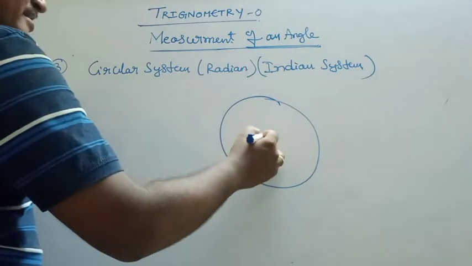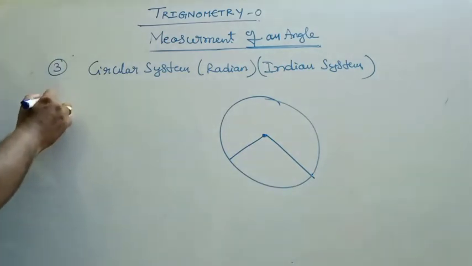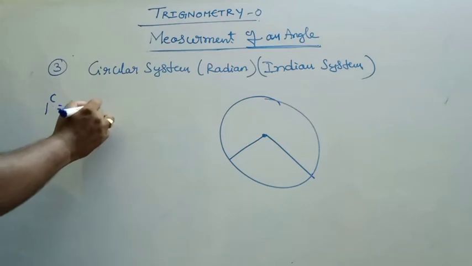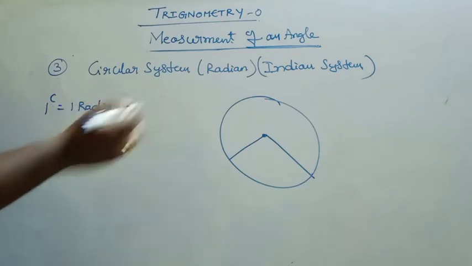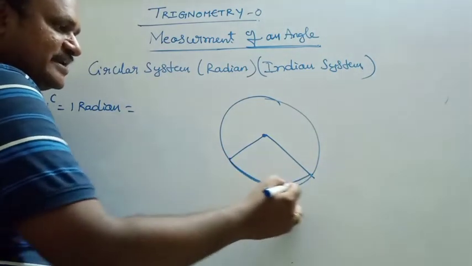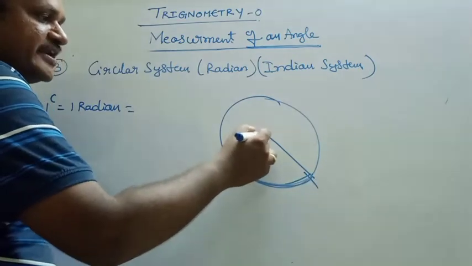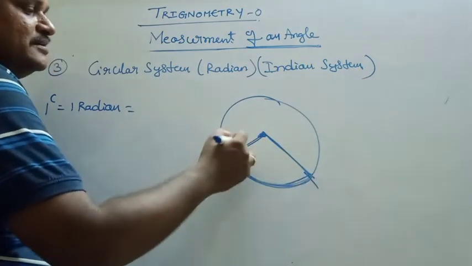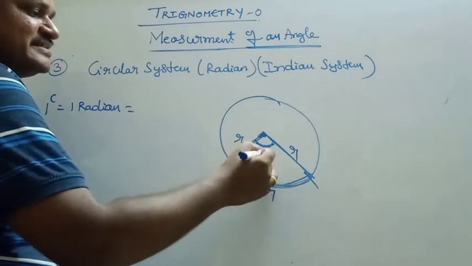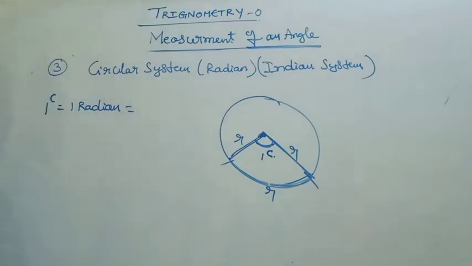How a radian is defined: you take a circle. See here, 1 radian, this is the symbol used for radian. How are they defining it? You see the definition: it is the angle made by an arc whose length is equal to the radius of the circle. This is the radius r. Then the angle made at the center is what you call 1 radian.